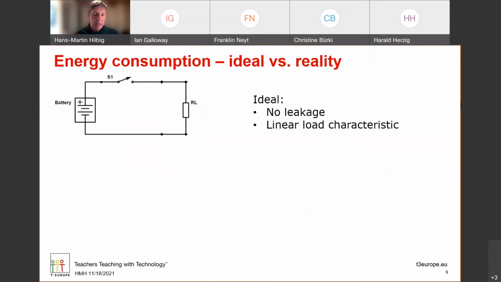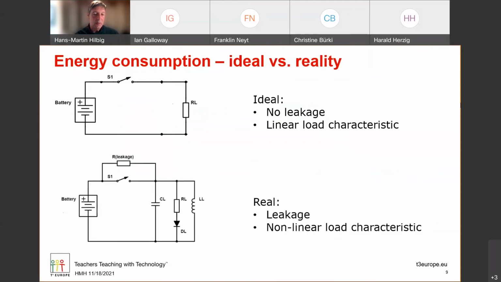All right, with this, let's quickly go through some other considerations on energy consumption. So in the ideal case, I can simply mechanically switch off any load, and then I have no leakage, and I have only a linear load characteristic, which is the ideal world. But the practical world is actually quite different, right? So even if my TV or my bike computer is on standby, there still is a small amount of leakage draining my battery. And the other thing that makes things worse, I have a nonlinear load characteristic.